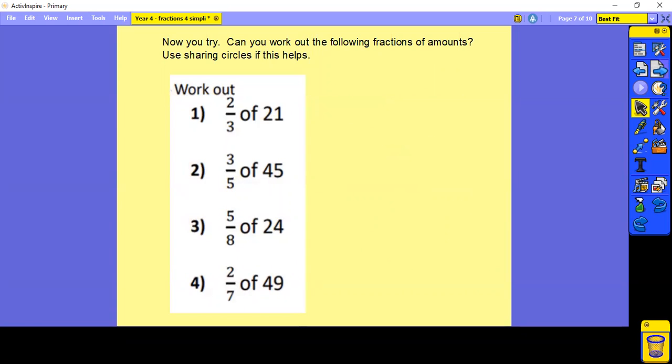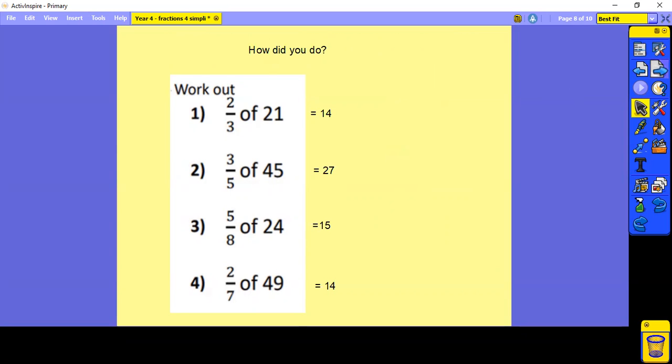So what I'd like you to do now is work out the following fractions of amounts and use sharing circles if this helps. Pause whilst you have a try. How did you do? So 2/3 of 21 is 14, 3/5 of 45 is 27, 5/8 of 24 is 15, and 2/7 of 49 equals 14.